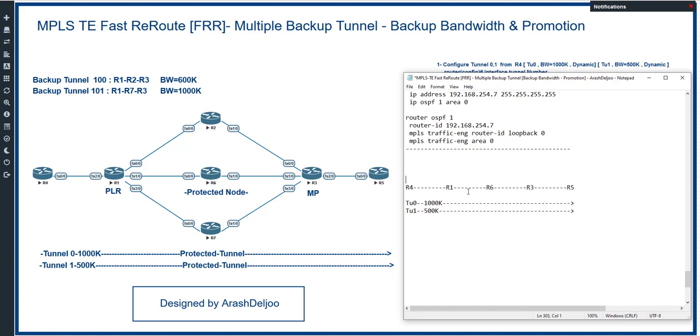After that we need to configure the backup tunnels for protecting, for example, R6 as the protected node, or if you want, you can protect one link. Both of them are the same. Here we don't talk about the protected node or protected link. Both of them can be used.